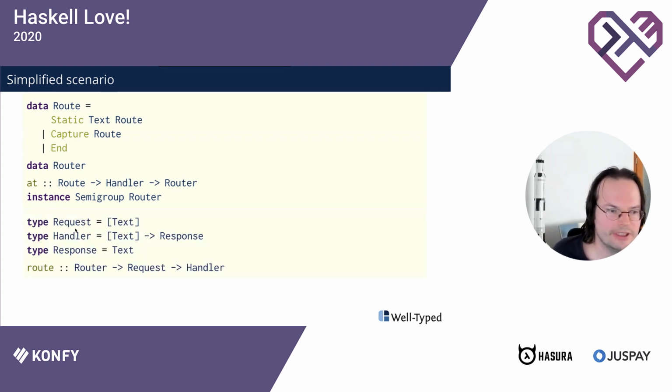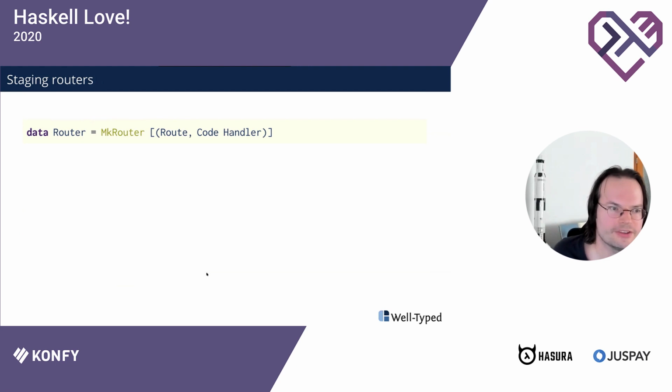And then we have requests that are assumed to be just lists of texts, and we have handlers that take a list of text, but this is just supposed to be all the captured elements in the route, not the entire request, to the response. And the response, for simplicity here, we also just assume to be text. I mean, in practice, it would be IO of some result type, right? And then we finally have a run function that takes a router and a request to a handler.